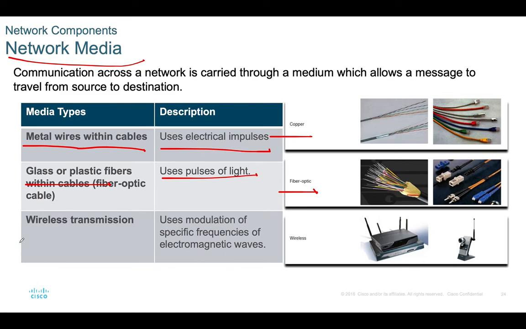If you do not want to set up a wired network, you can also set up a wireless LAN, or wireless local area network. We can use wireless transmission as the media. Wireless basically uses modulation of specific frequencies of electromagnetic waves.